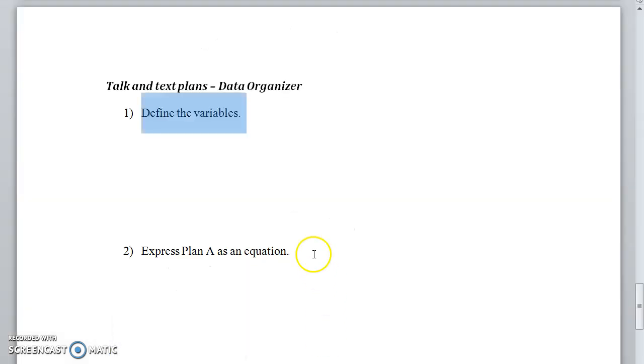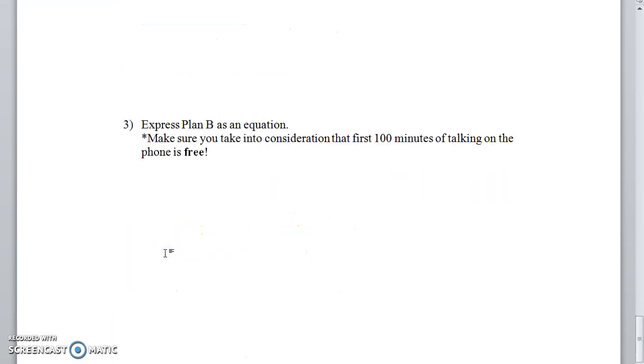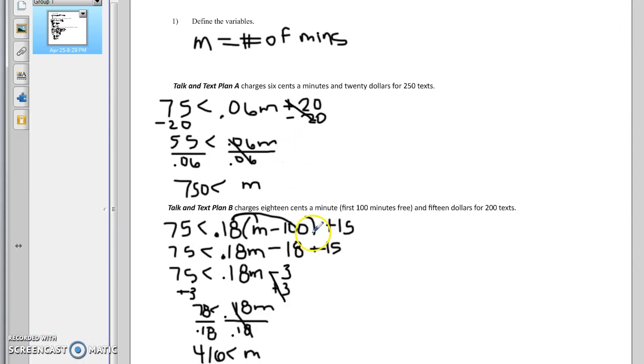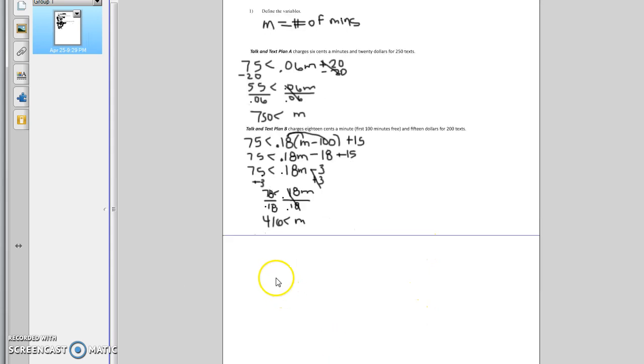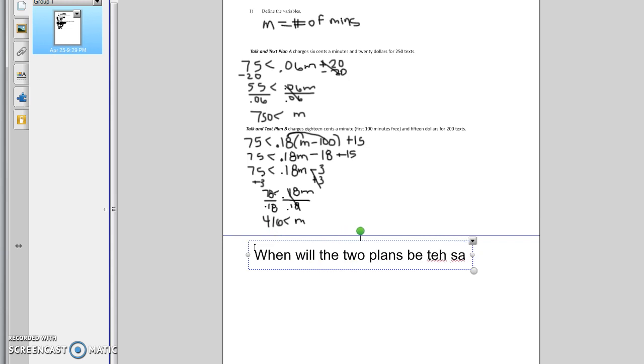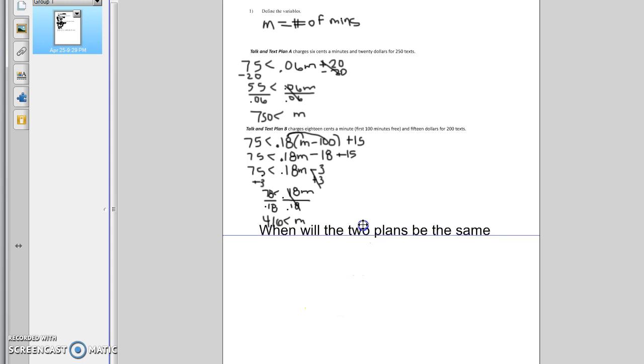Okay, the last part in here, I have added a part 4 in here. I want you guys to go ahead and put in number 4. Number 4 is, when will the two plans be the same? Okay, so we are adding a system of equations. We want to go ahead and set the costs equal to one another. So let's go ahead and scroll down. Let me extend the page here. And we can put it over here too. When will the two plans be the same?